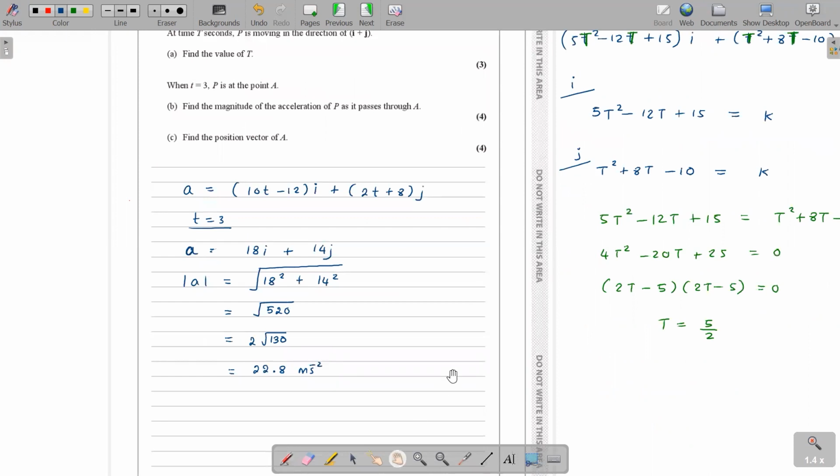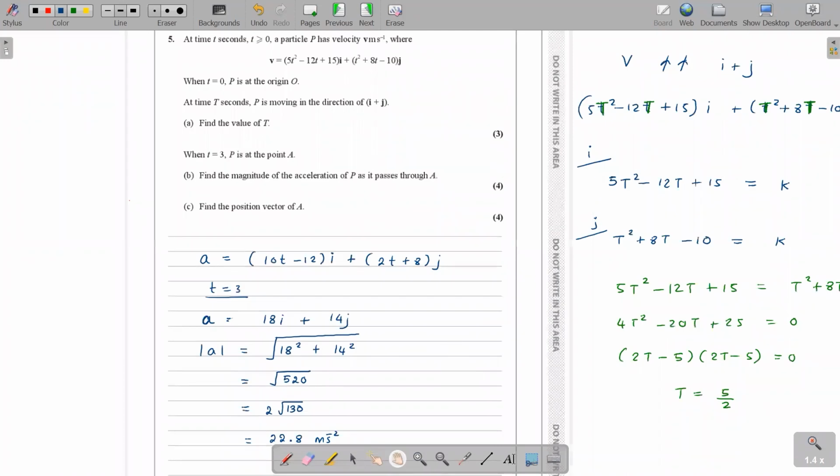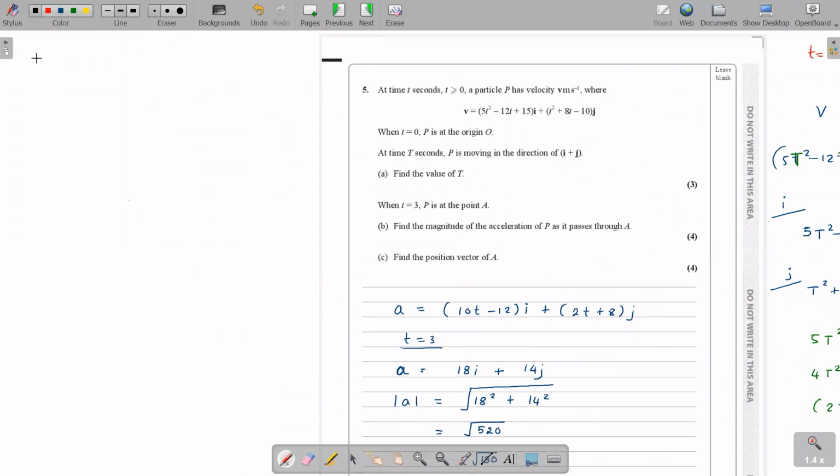Okay, then moving on to the next part, they say find the position vector of A. Position vector of A means what? You need to find the coordinate at time equal to 3, because at time equal to 3, the point P is at A. So what do we do to get the position vector? Basically, the velocity vector is given, we integrate. When you integrate the velocity vector, you get the position vector r.